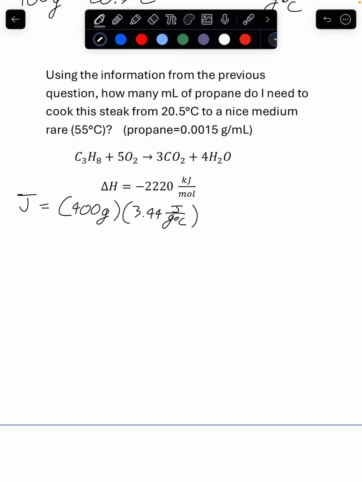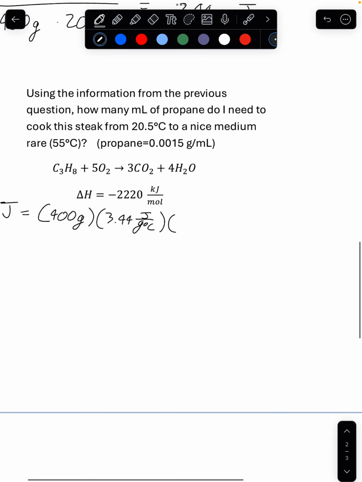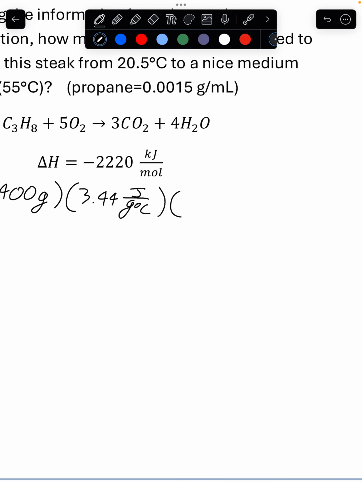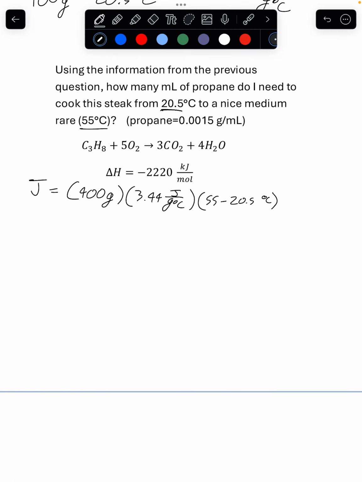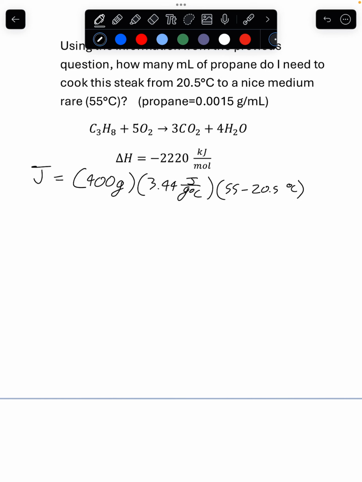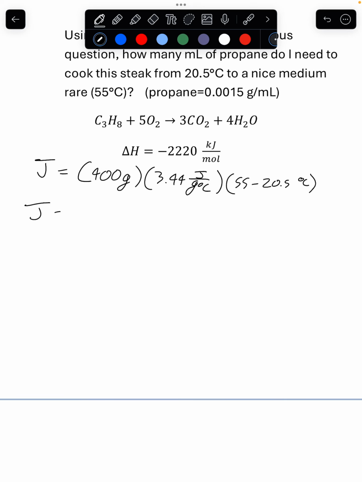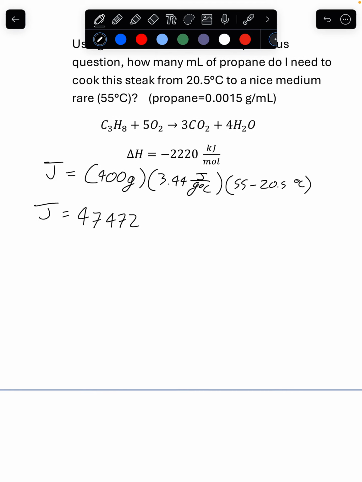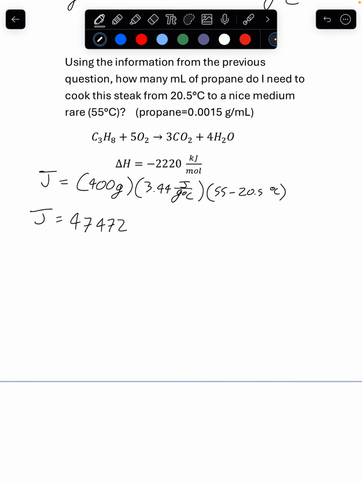And the change in temperature, it's no longer what it was, right? It used to be 20.5, but now it is 55 minus 20.5, right? Where we ended, subtracting where we started. That's how we find the change. Run that through your calculator, and the energy required to heat the steak is, let's see, 47472 joules required to cook the steak.